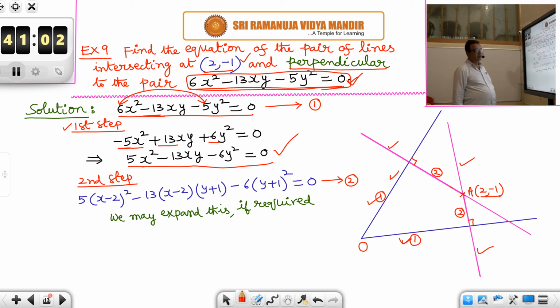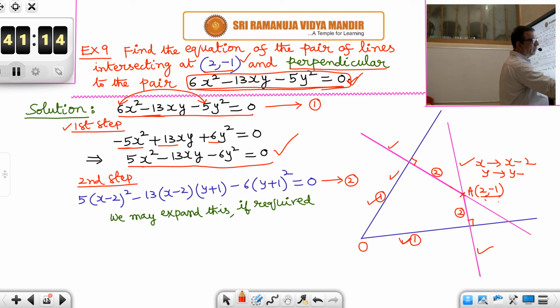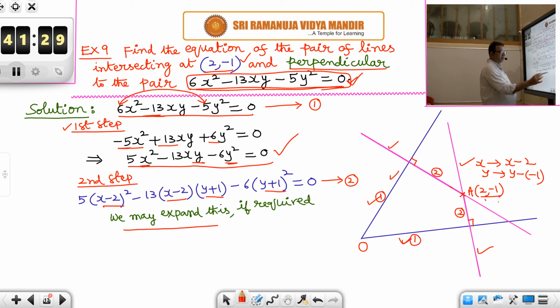So in this, the second step is what? Replace x by x minus 2, because (x naught, y naught) is (2, -1). Replace x by x minus 2, y by what? y minus minus 1, that is y plus 1. So in place of x, x minus 2. Here also, in place of y, y plus 1. Similarly here in place of y, y plus 1. So we may expand this if required. If you expand it, you will get a long equation, a non-homogeneous equation.